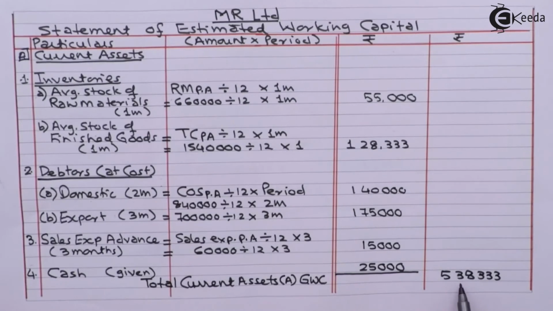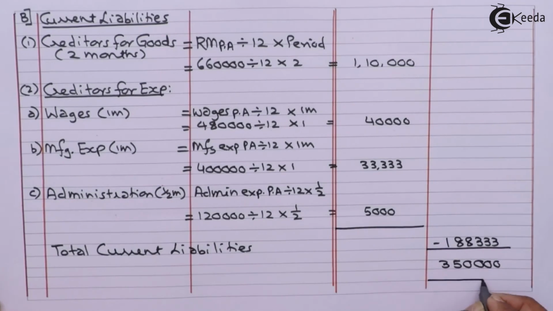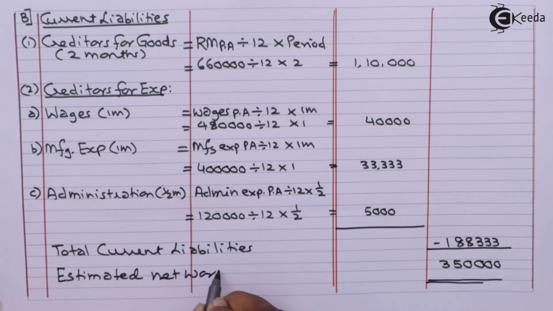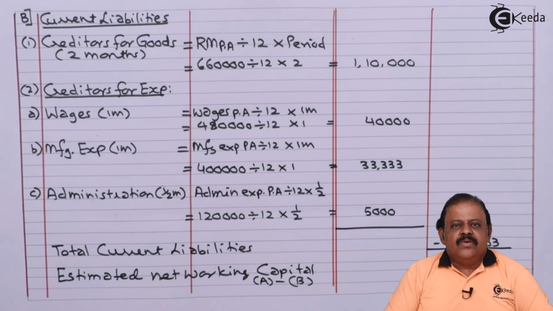Total current assets we have 5,38,333. From this we are required to deduct total current liabilities 1,88,333. So we got 3,50,000 as estimated net working capital. In this question, we have learned how to calculate net working capital when companies selling products in domestic as well as in export market at two different prices.